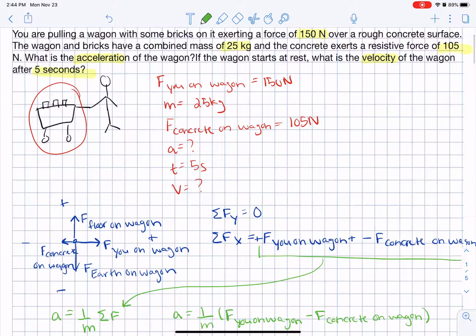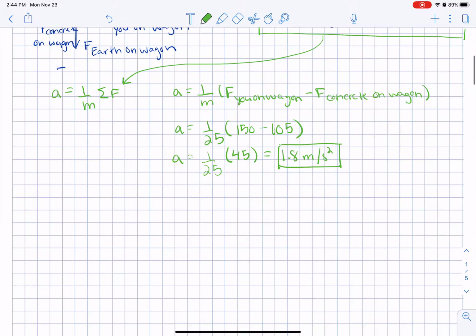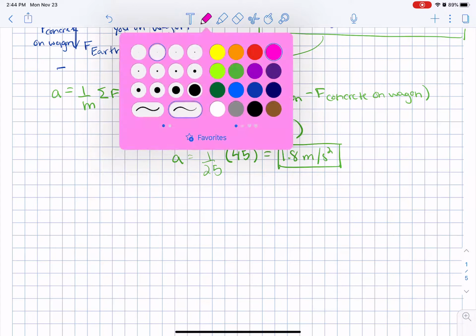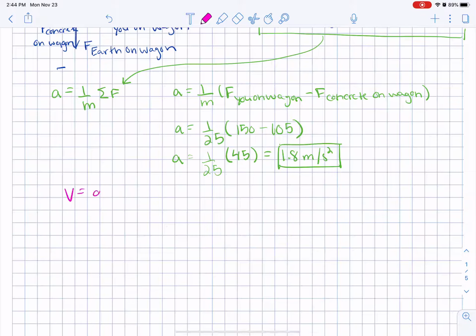But now it's also asking us to do the second part here. That's saying, what is the velocity of the wagon after 5 seconds? And for that, we need to use our kinematic equation. If you remember, we have a kinematic equation that says velocity is acceleration times time plus starting velocity.